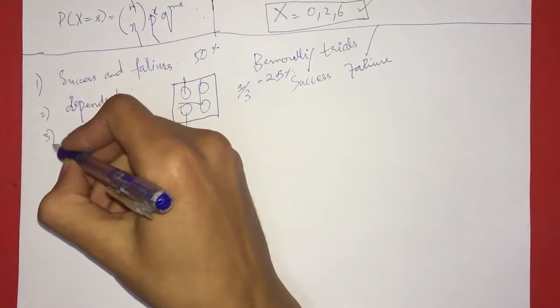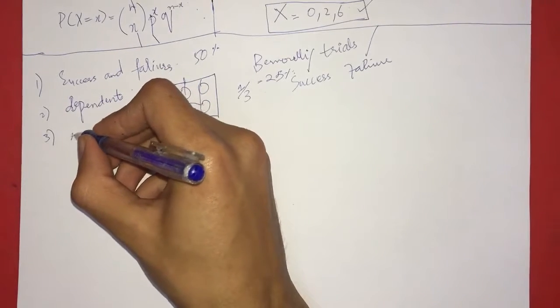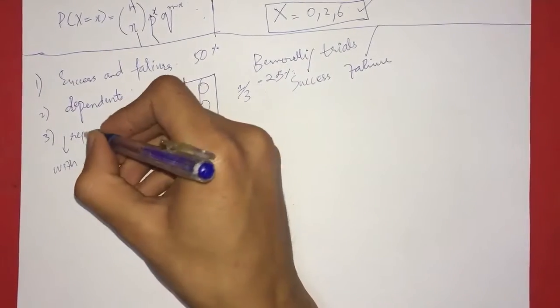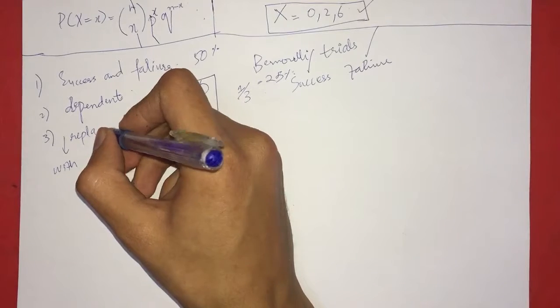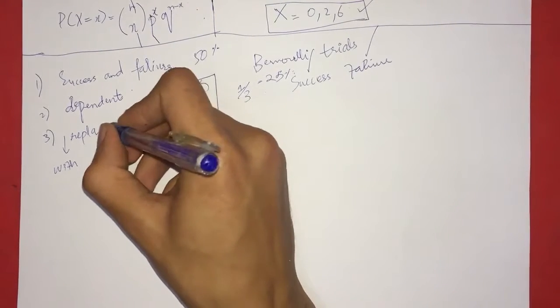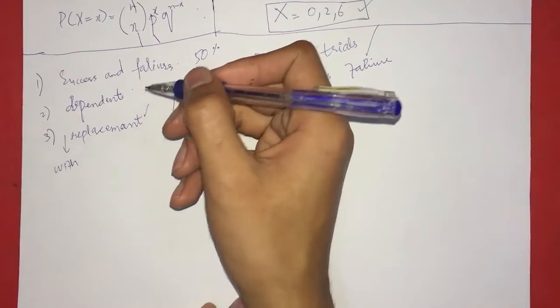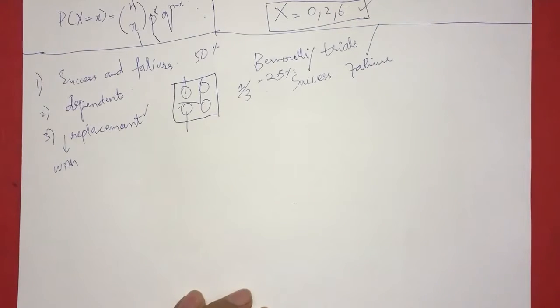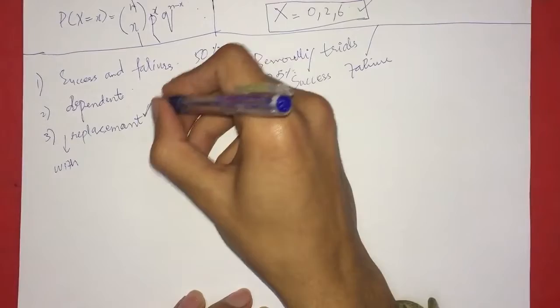Next, in the hypergeometric distribution you have trials without replacement. That's the main difference between a binomial distribution and a hypergeometric distribution: in a binomial distribution you replace every item after each trial, but in hypergeometric you don't.